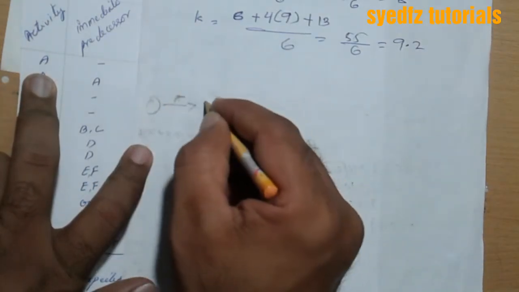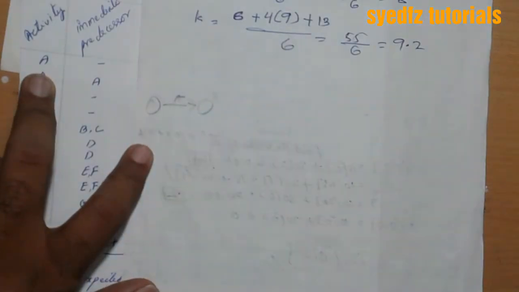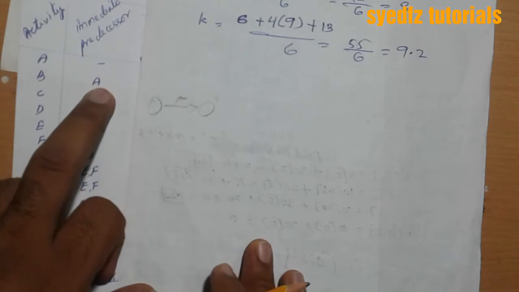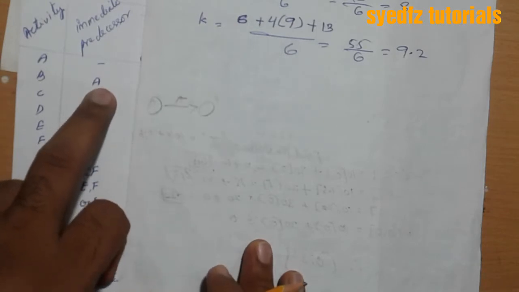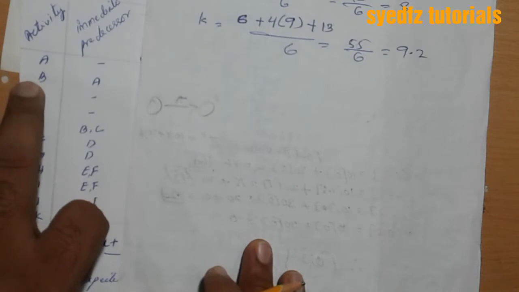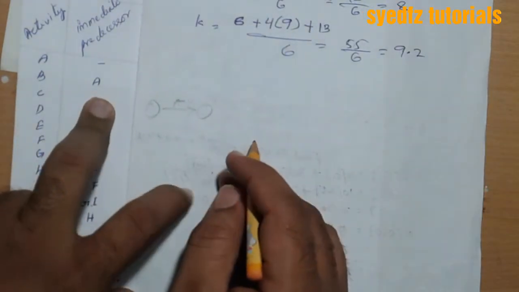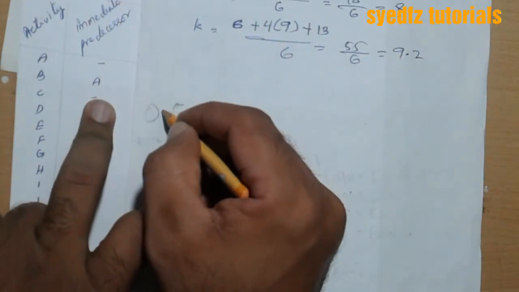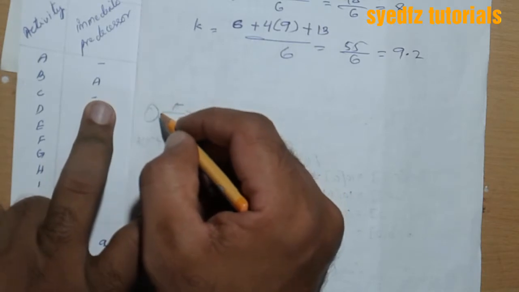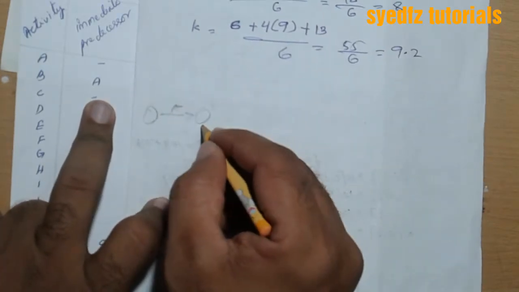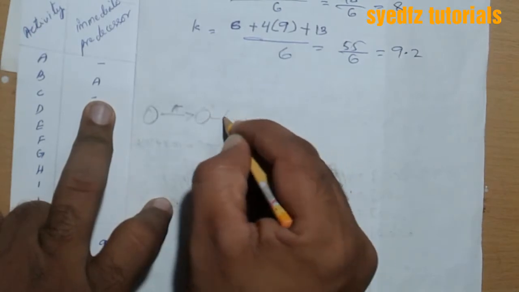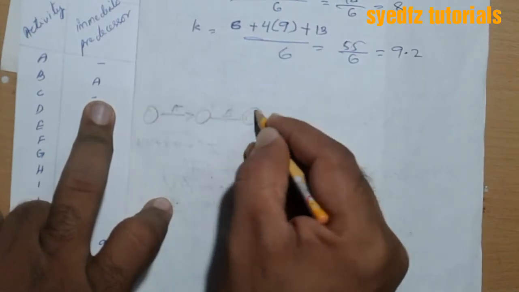This is the head. Activity A happens. Then PDSS means starting. Activity B happens, and that B happens from A. A means here only. From A means this one. This is B. This is one more head.